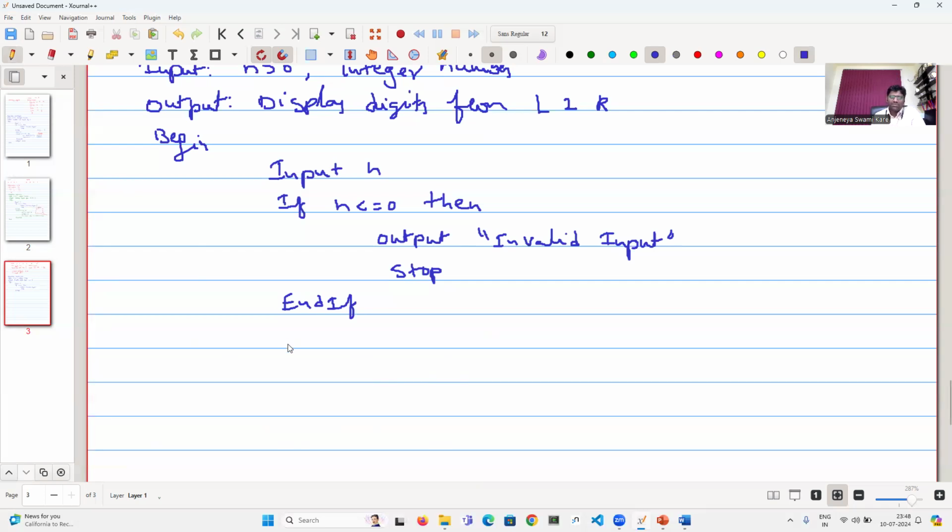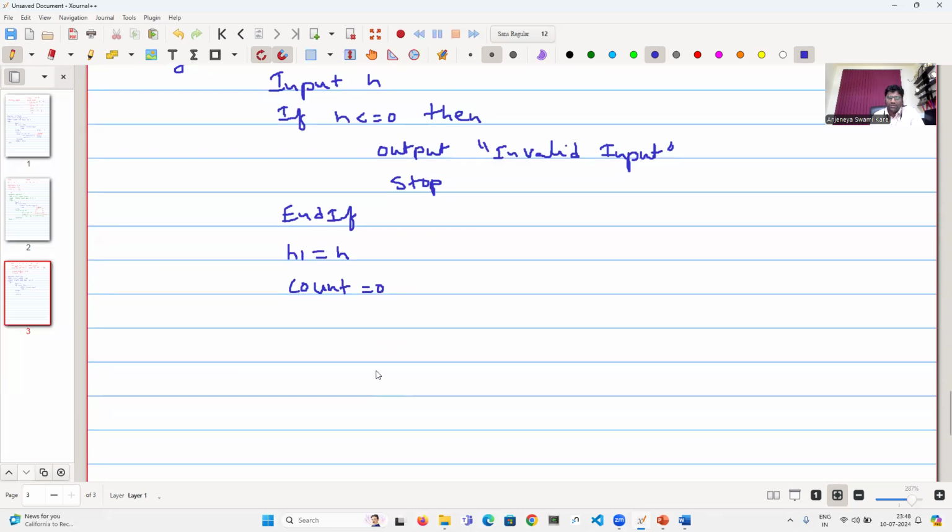So when you are counting the number of digits, n will be modified, right? n equal to n by 10. I want to keep the original n the same as it is. So I'm taking a copy of n, n1 equal to n, count equal to 0. While n1 greater than 0 do: n1 equal to n1 by 10, count plus plus.